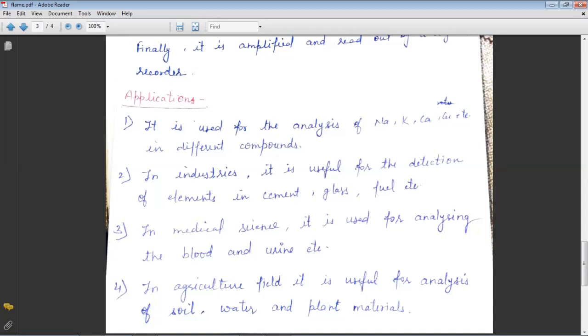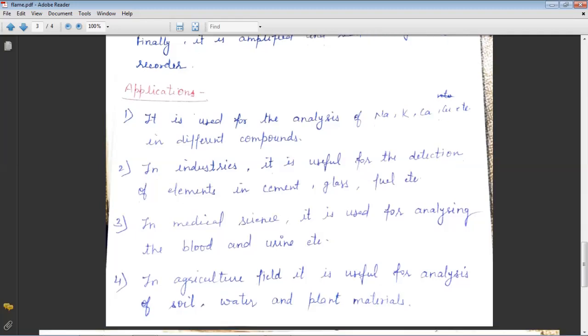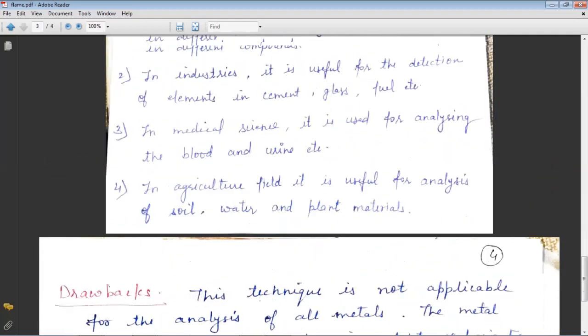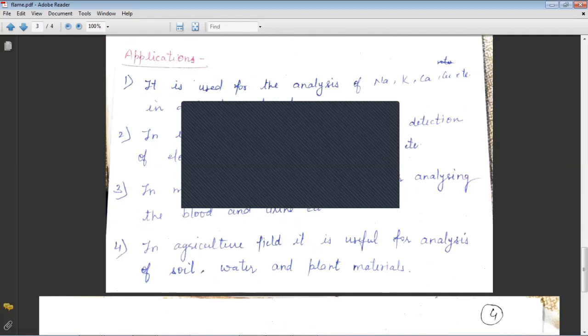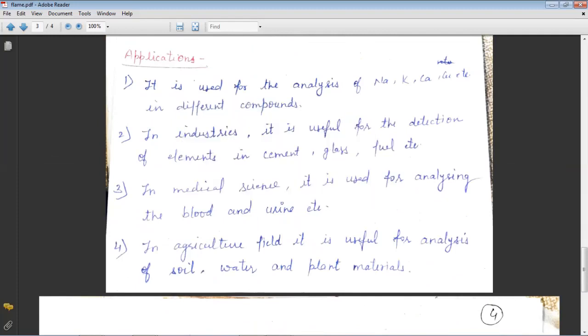And one more example we can take here is lithium. The emission wavelength is 670 and the flame color is red. So by this method we can identify or get information about the elements with the help of their wavelength and the color of the flame. Now come to the applications of flame photometry. Here it is used for the analysis of sodium, potassium, calcium, copper, etc.